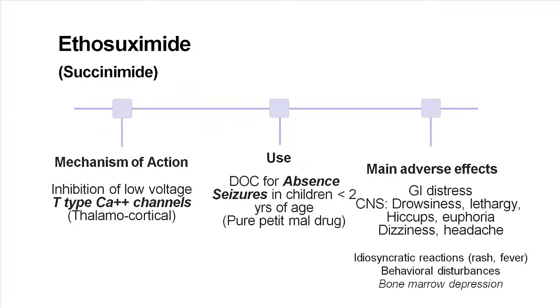Just like valproic acid, gastrointestinal and CNS depressant adverse effects are seen. In some people, in children as well as in adults, behavioral disturbances, problems like agitation, aggressiveness, restlessness have been seen. The most serious adverse effect, seen very rarely but documented, is bone marrow suppression or bone marrow depression with ethosuximide. Even deaths have been reported due to bone marrow depression. It's very rare, happening in less than 0.1% of patients, but it has been documented.